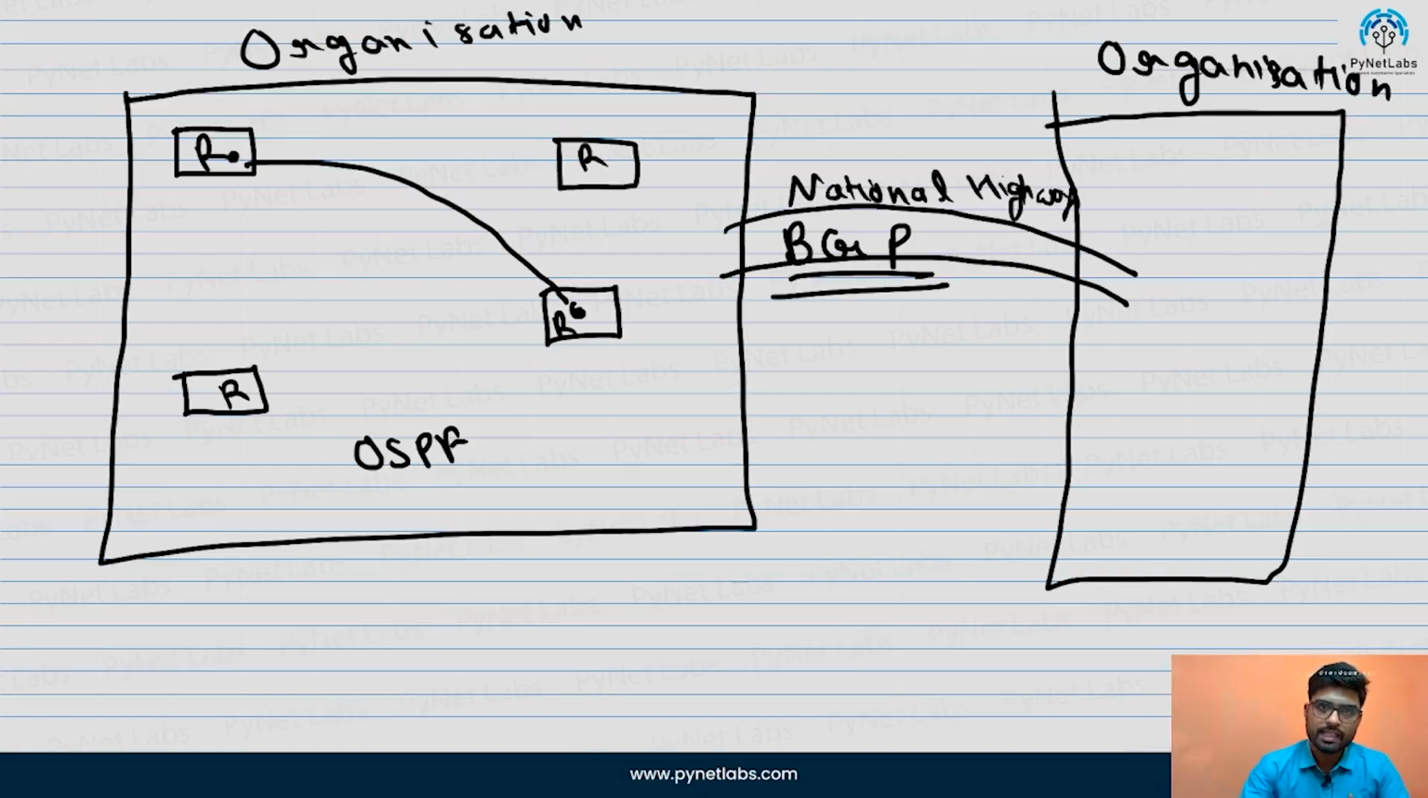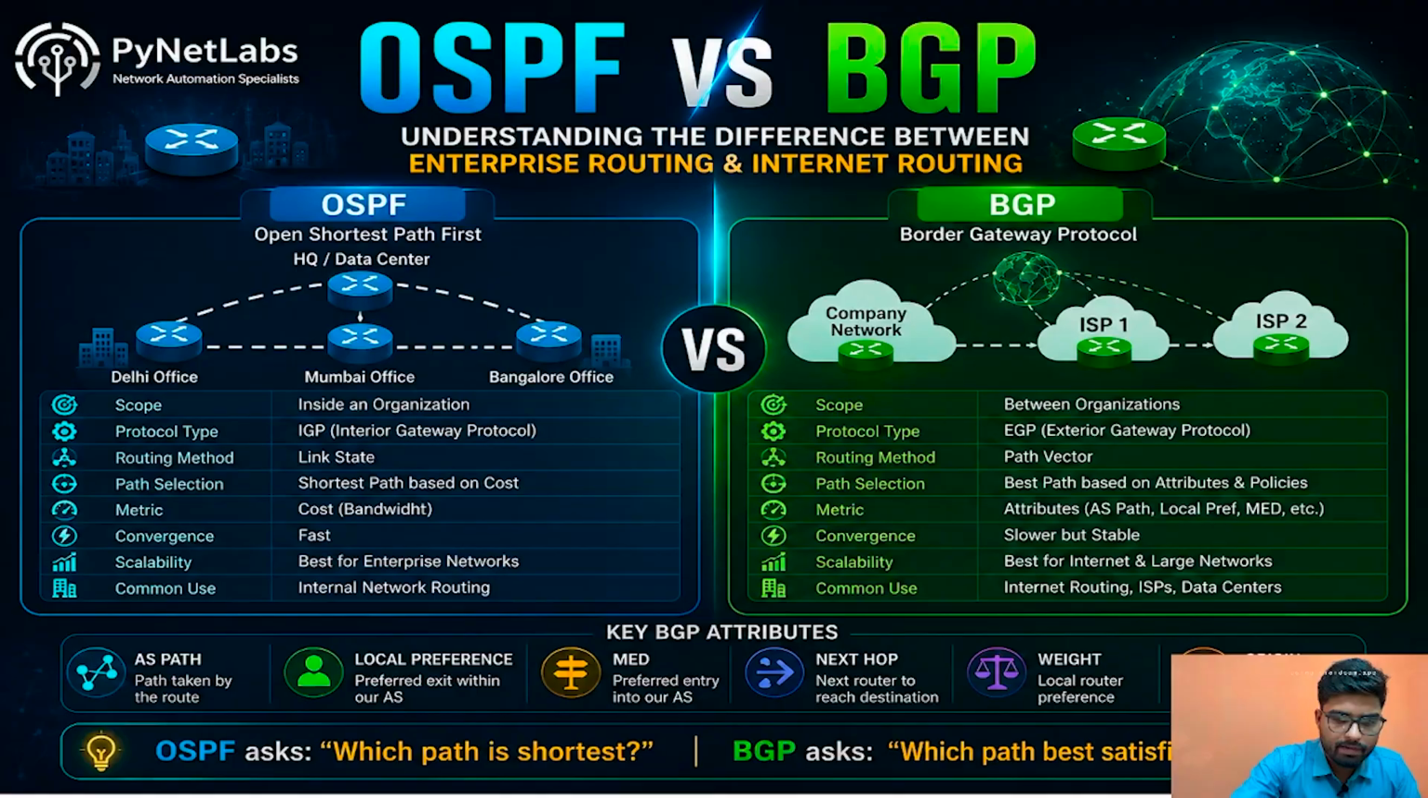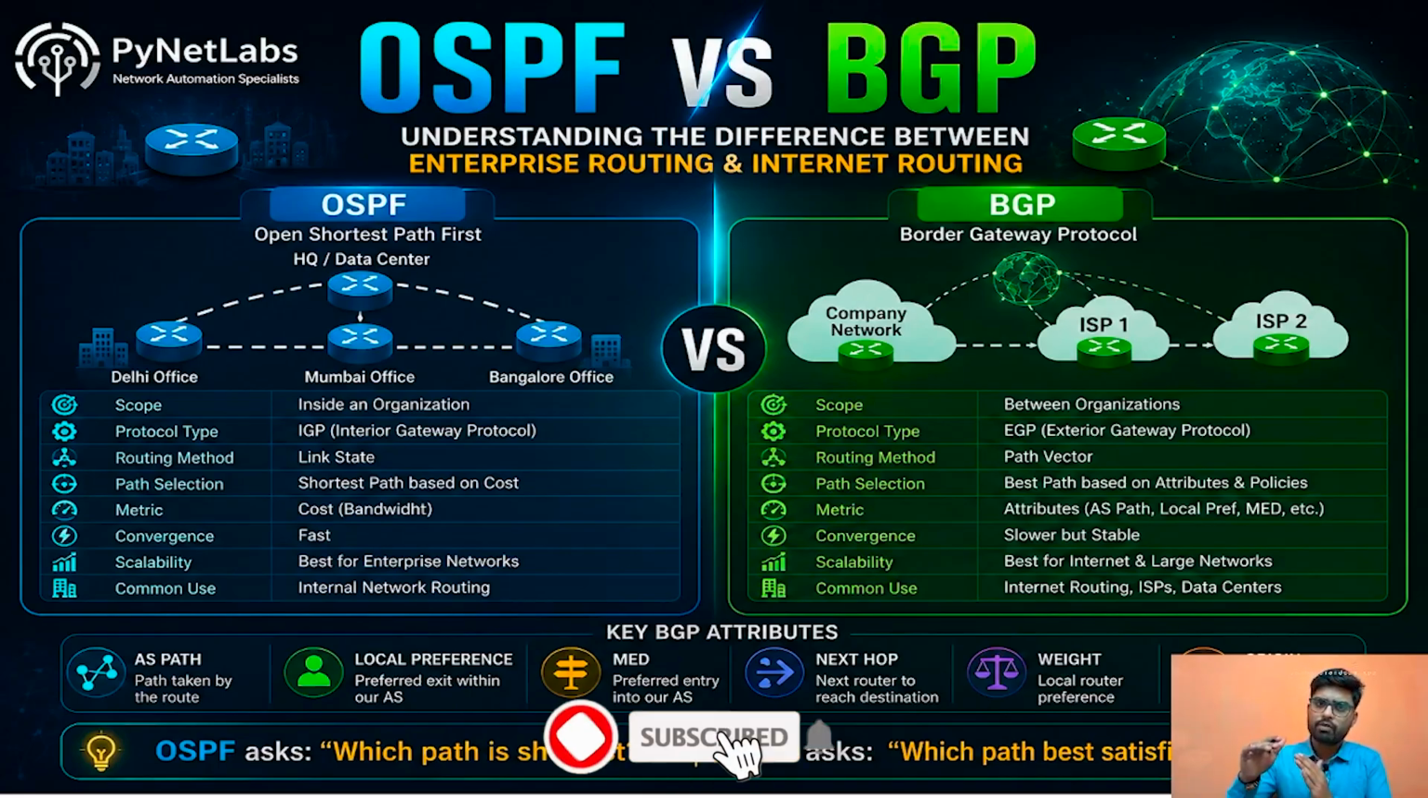Now I hope both of these protocols are very clear to all of you. Let me talk about which one you should learn first. As per my opinion, you should first learn OSPF. Why OSPF? Because in OSPF you will learn the fundamentals: route exchange, route advertisement, path selection, convergence and all. When your fundamentals are clear, you will be able to understand every routing protocol very easily.